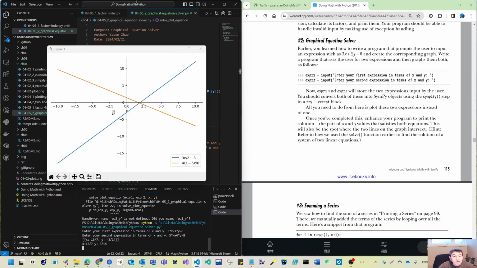Oh, perfect. Now you can see the blue line is the expression 3x divided by 2 minus y. So they already shift this y to the other side and make that y is 0. Then you have the expression presented by x only. So this is the second one, the orange part, and their solution is at this intersection point. So that is the simpler implementation of this graphical equation solver.